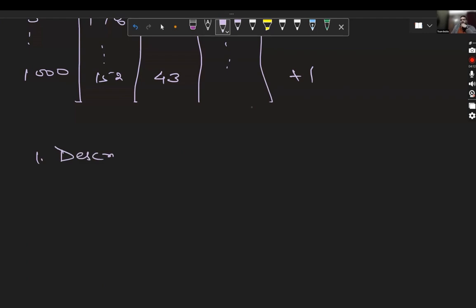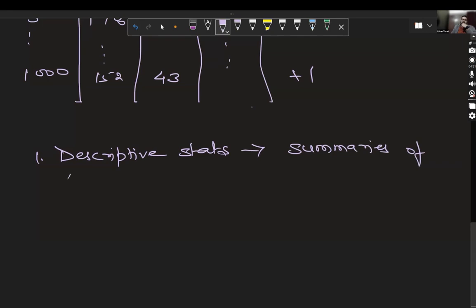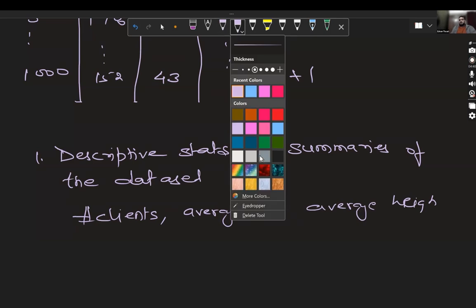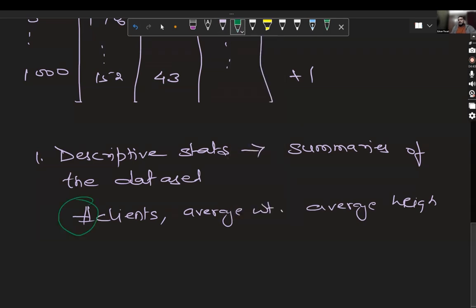Descriptive stats help to create summaries of the data set. What do I mean by summary? Things like what is the number of clients? What is the average weight? What is the average height? Something like this. Did you see? I started using certain terminology here. I talked about number. I talked about average.